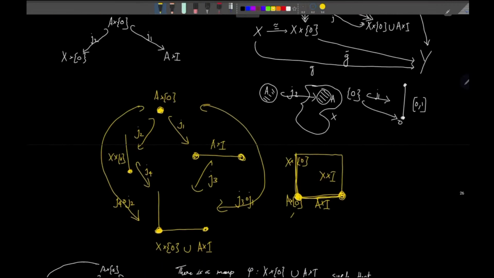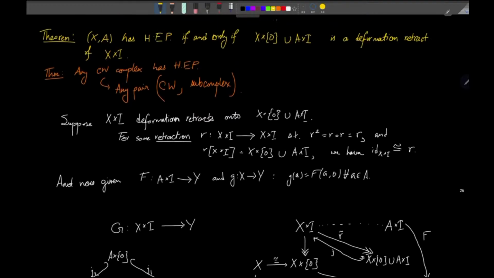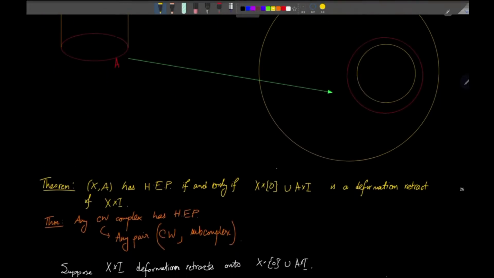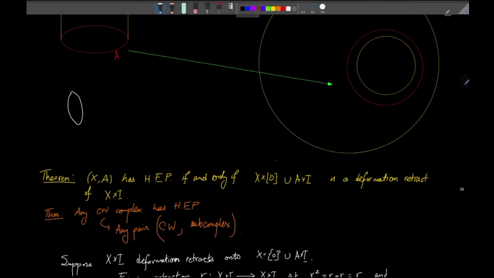You can have a look at a few examples. You can just look at an example of what this space looks like. I'll just give a small example right here. Suppose your space X is this circle, and your subspace A is this point, for the lack of a better example in my mind right now.